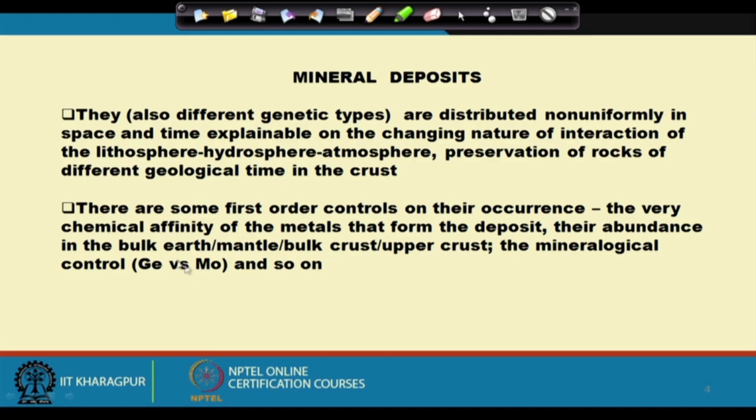The very good example here is germanium and molybdenum. Germanium and molybdenum have near identical abundance in the crust, but the total amount of molybdenum available to us in the form of deposit is far more than the total amount that is available to us for germanium, because germanium is a lithophile element and remains in the lattices of the silicate minerals, whereas molybdenum is a chalcophile element, forms its sulphide very readily, and that is how we can recover them in larger quantity whenever it forms an ore body.